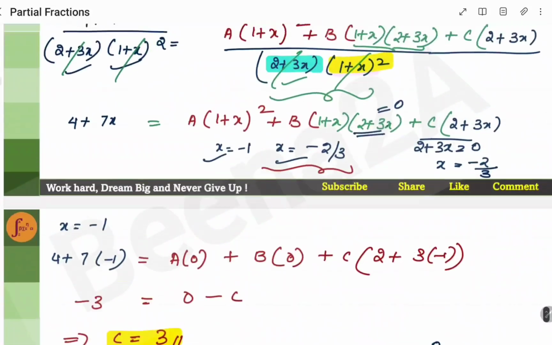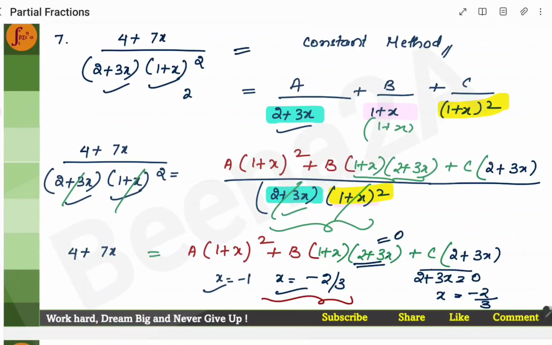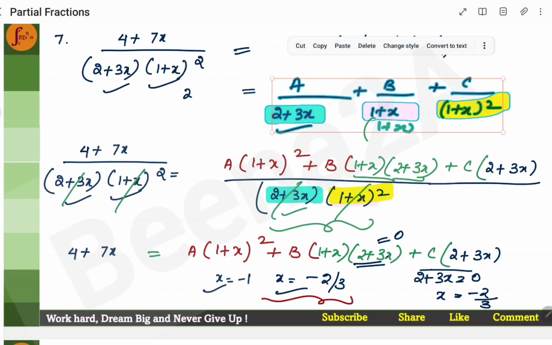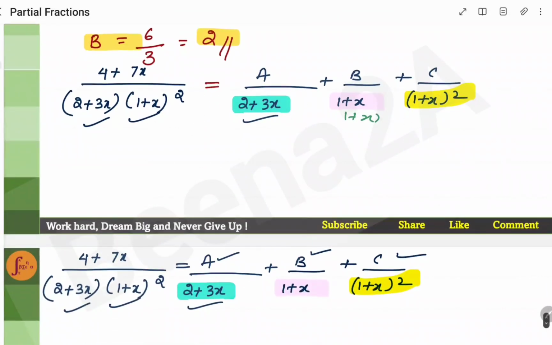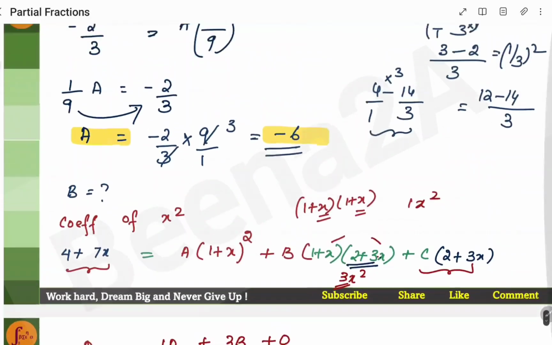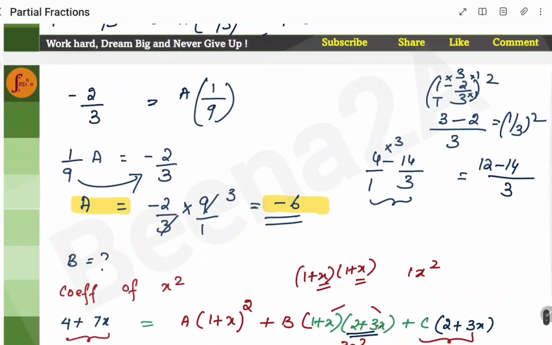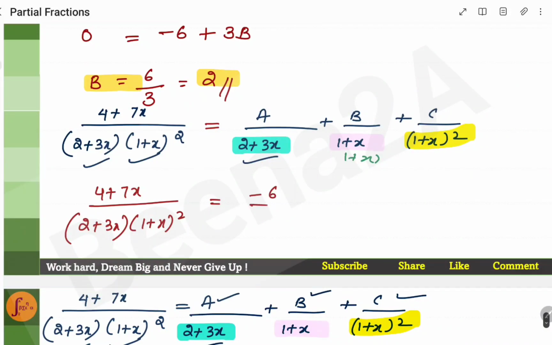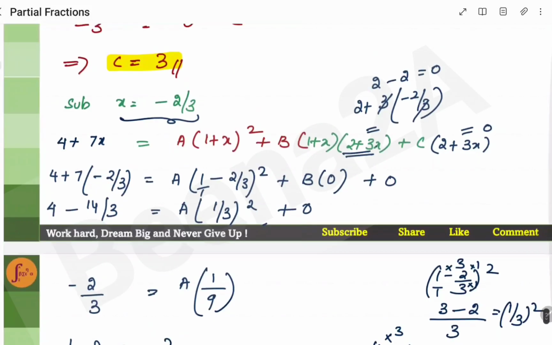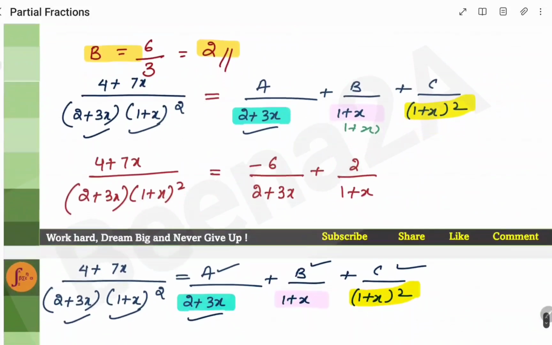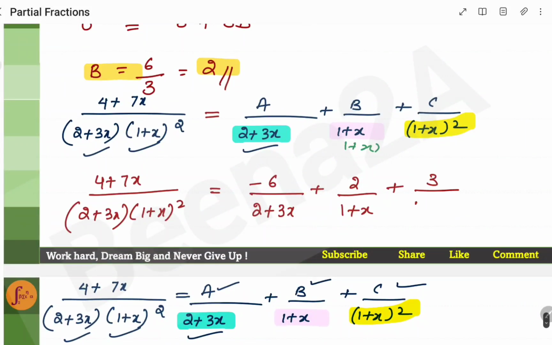Now we'll take the final splitted fractions and substitute the values of a, b and c. So now you substitute. A was minus 6. Minus 6 by 2 plus 3x. B was 2. So 2 by 1 plus x. And C is 3. So put plus 3 by 1 plus x the whole square. So this is the final answer.